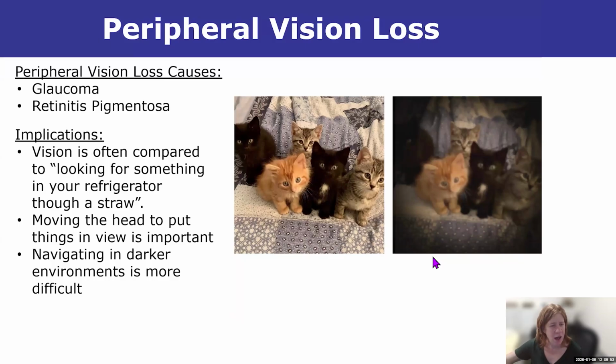Peripheral loss, you have your glaucoma, your retinitis pigmentosa. It's like looking at things through a straw, but often it's like looking through a paper towel tube or a toilet paper tube. The idea is you have that very limited field that you're looking at your life through, and you're moving your head a lot. It's a lot of turning and twisting to get what everybody else can get by not doing that. Navigating in dark environments with these kinds of losses is also challenging. So these people tend to need more light, but again, not always.